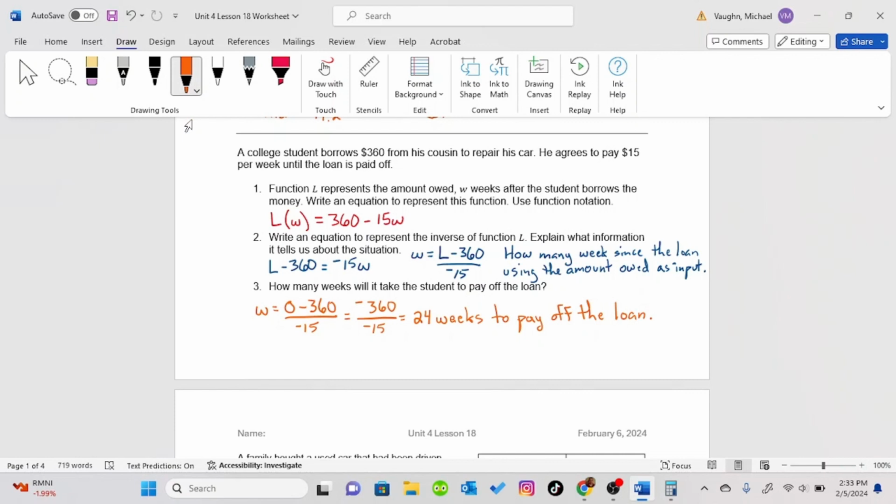So this is how you turn a word problem into a function. Then write the inverse function. Then use the inverse function to solve the word problem.